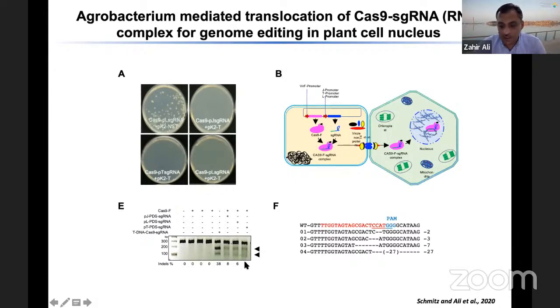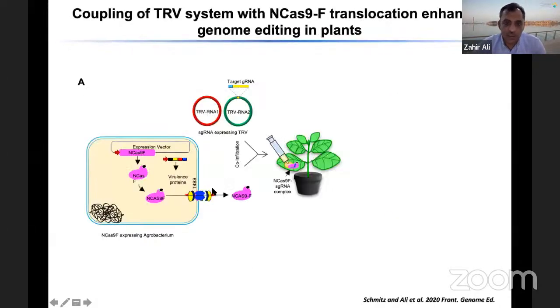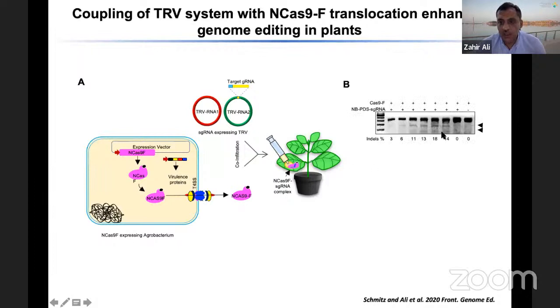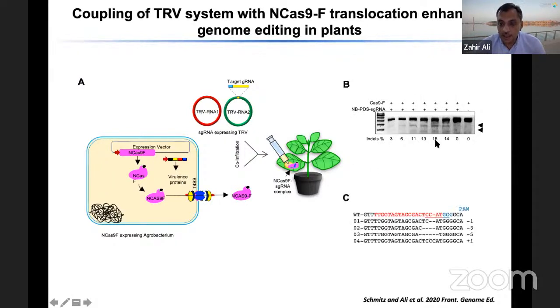But to enhance this, we coupled this system with the TRV system. So the Cas9 is coming from the Agrobacterium, and the gRNA is coming from the TRV system that we already established and that I presented in one of the slides. So the gRNA is coming from here, and the protein is coming from here. And then the whole complex is made and the genome is mutated, and here we can go up to 18% of the mutation. And here we can see that the next generation is mutated.